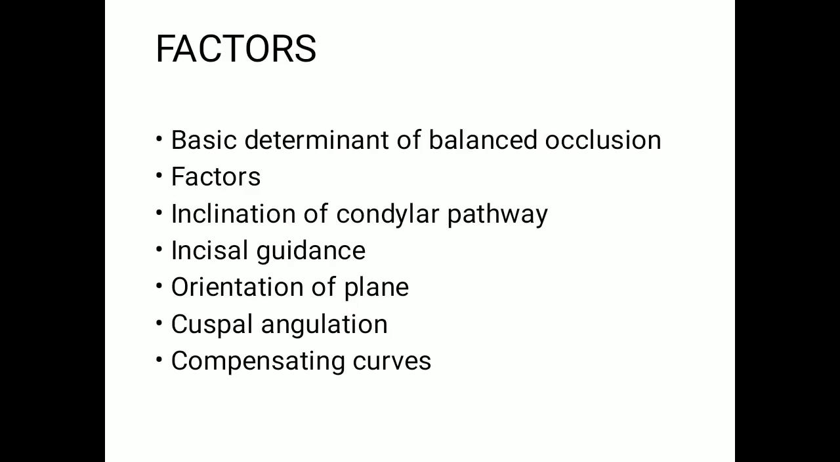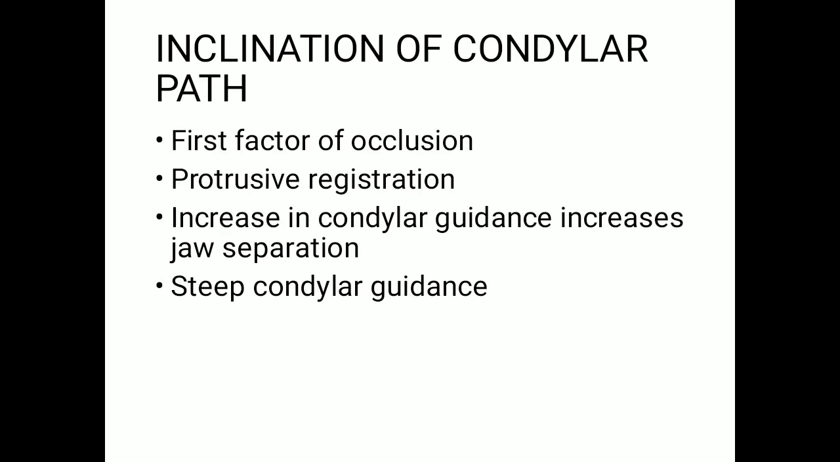Let's go into the factors of balanced occlusion. It is a basic determinant of balanced occlusion. The factors are inclination of condylar pathway, incisal guidance, orientation of plane, cuspal angle, and compensating curves. Let's see them one by one. The first one is inclination of condylar pathway. This is the first factor, and here protrusive registration is mainly involved.